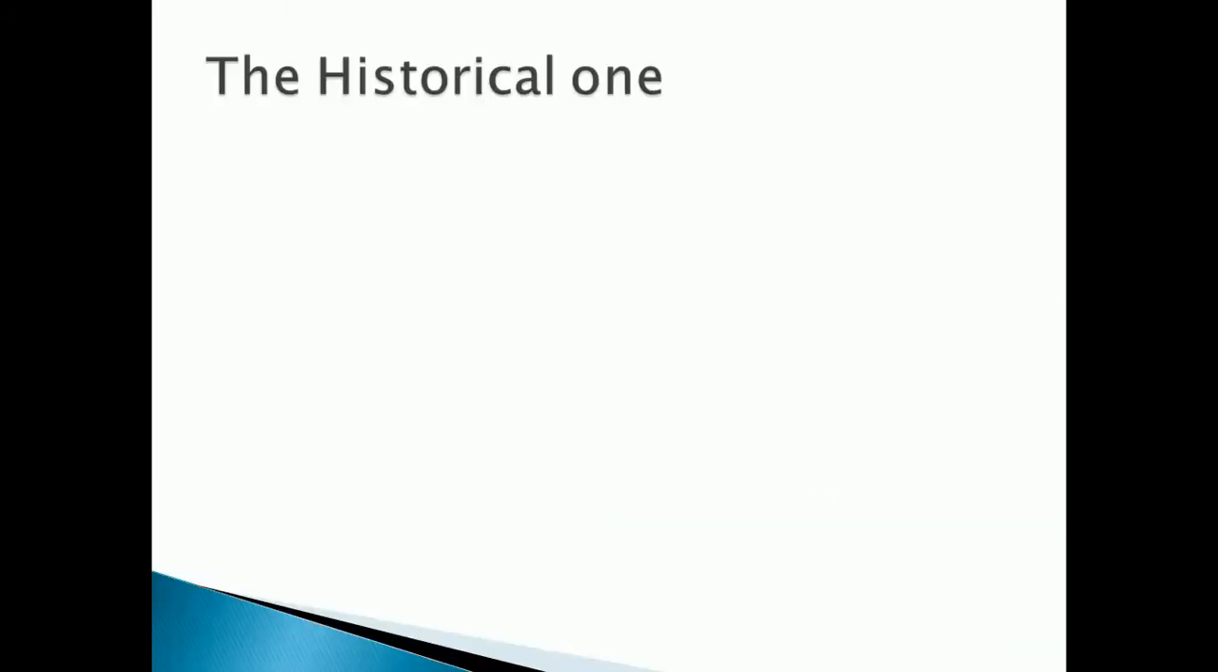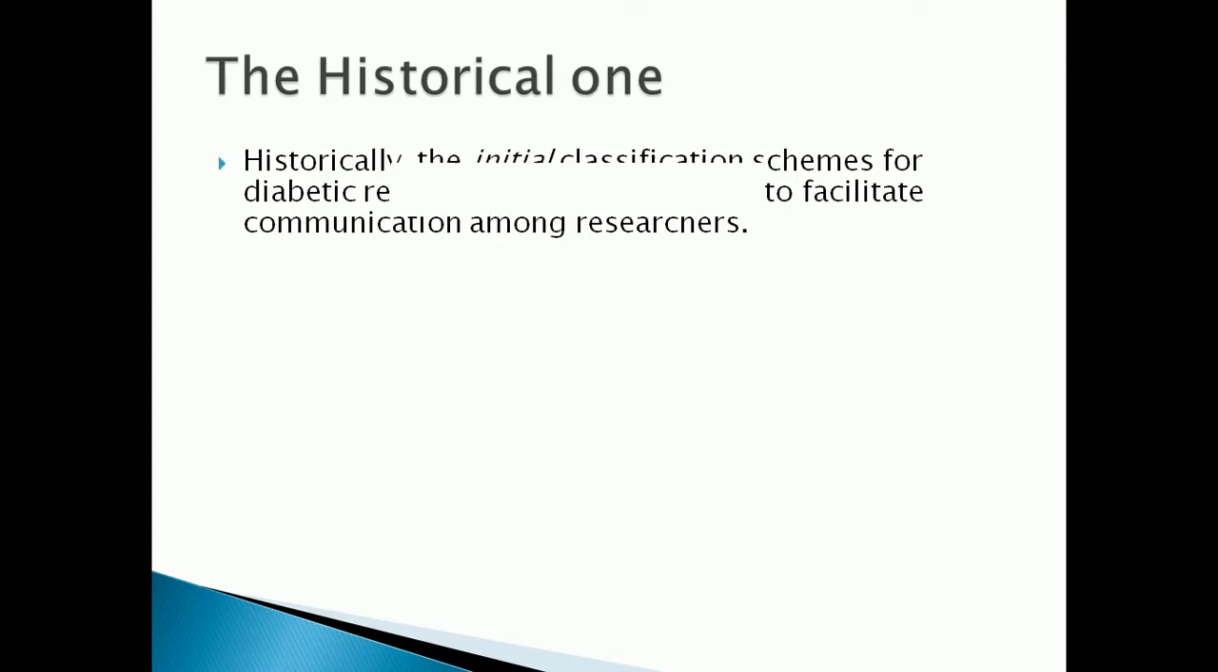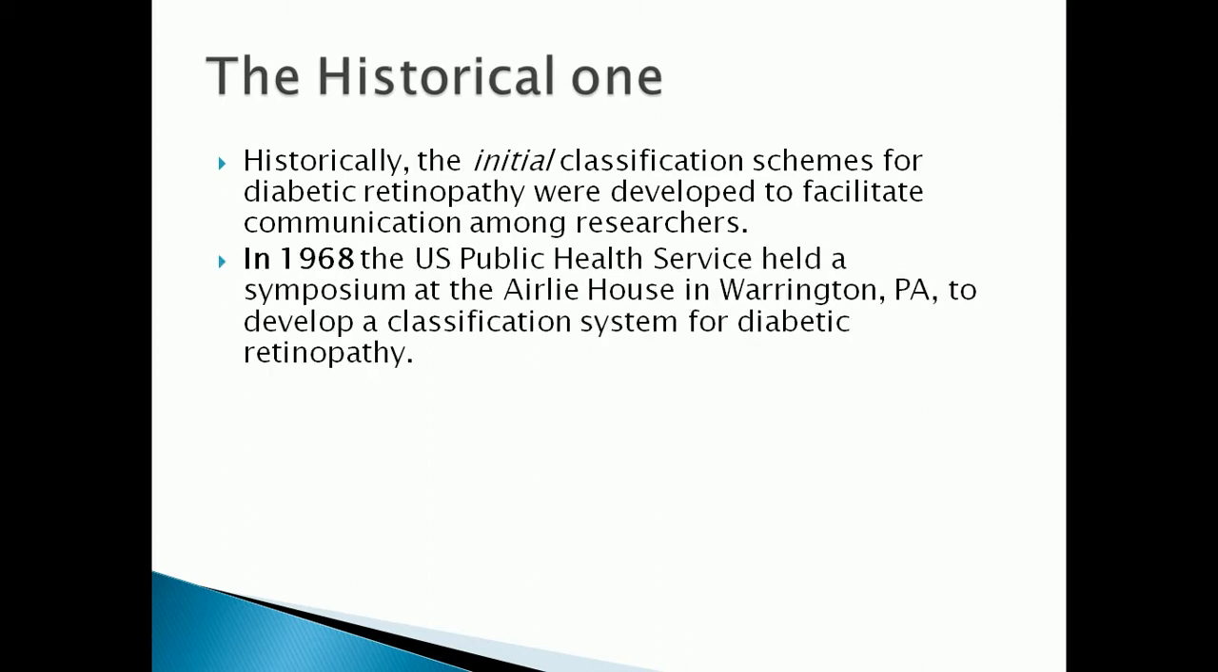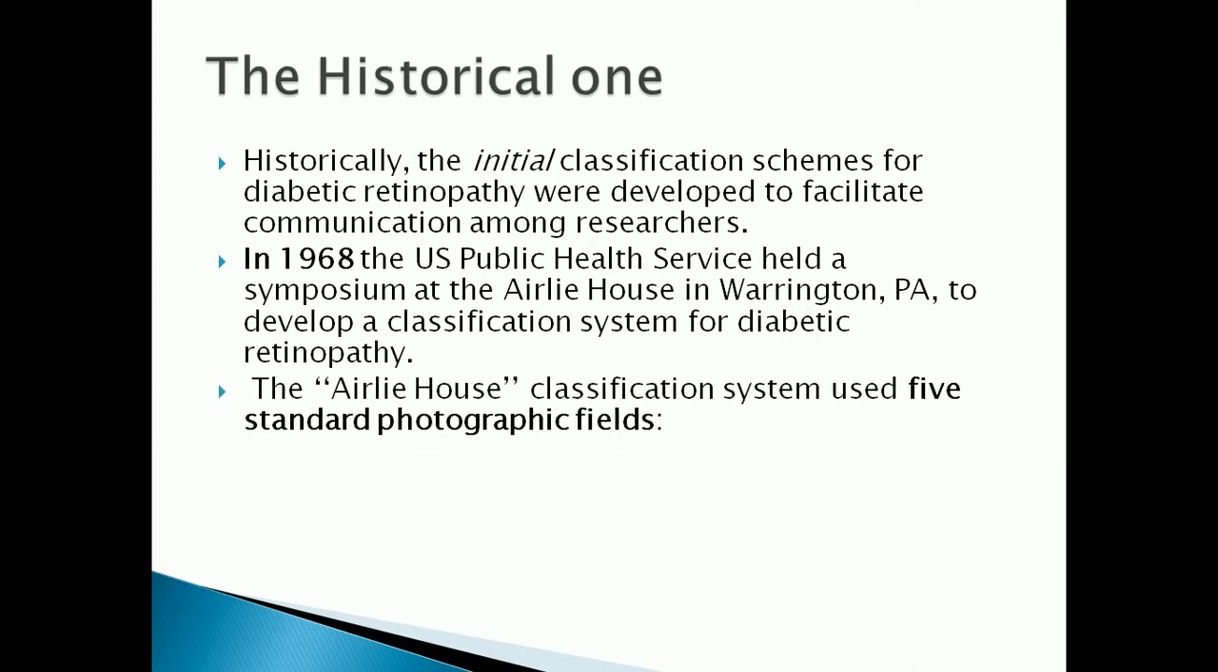The classification systems. Diabetic retinopathy has been classified historically so that the various scientists can talk in a common language, and the doctors can also present their cases synchronously. Historically, the initial classification schemes for diabetic retinopathy were developed to facilitate communication among the researchers. In 1968, the U.S. Public Health Service held a symposium at Airlie House in Warrenton, Virginia, to develop a classification system for diabetic retinopathy.